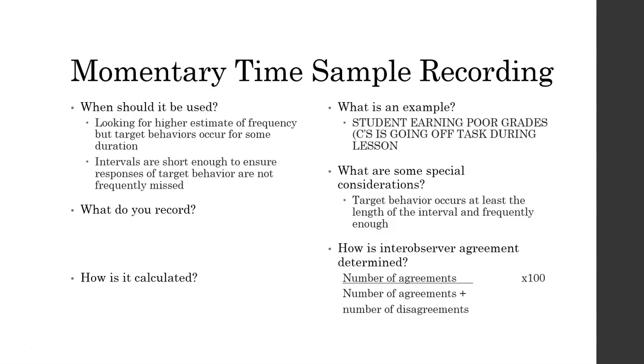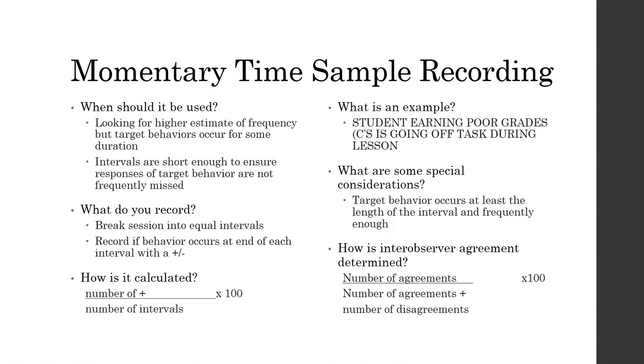Momentary time sampling also gives us an estimate of higher frequency behaviors, but these are behaviors that occur with some duration. So it seems like a combination of whole interval and partial interval. These intervals are short enough to ensure responses of target behavior are not missed frequently. So what you want to record is you break your session into equal intervals and you record at the end of each interval whether the behavior is occurring or not occurring. And then you divide the number of pluses by the number of intervals.